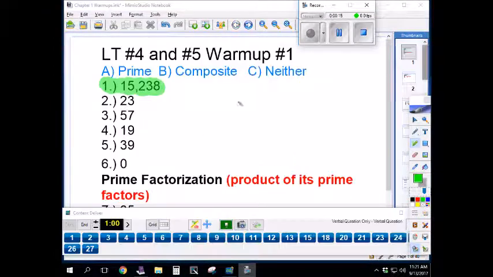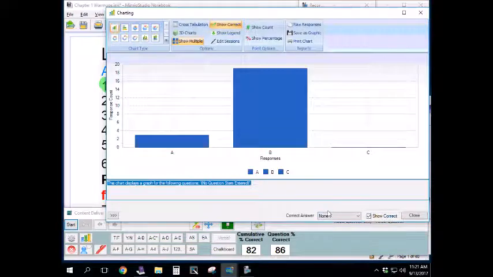Yes. All right, so prime, composite, or neither. Wait, Mr. Garrison? What? Okay, so it is a composite number.